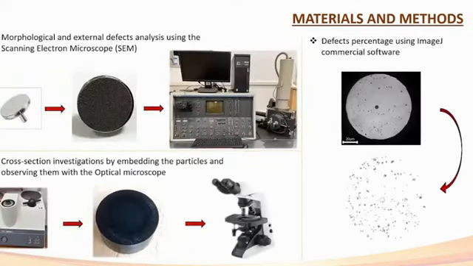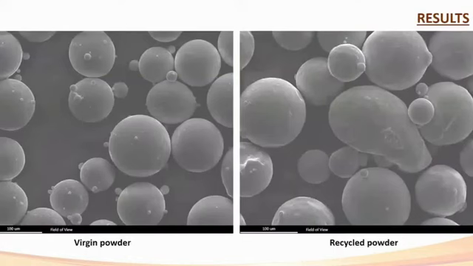Here there are the 3 evaluations which were made in this work. So we analyzed the morphology, the external defects using the scanning electron microscope. And then for the internal investigation, we embedded in resin some few powder particles. And then we polished this resin sample for the optical observation. And at the end, we used the ImageEye software to provide some quantitative evaluation.